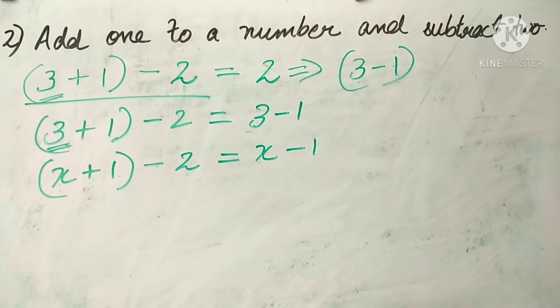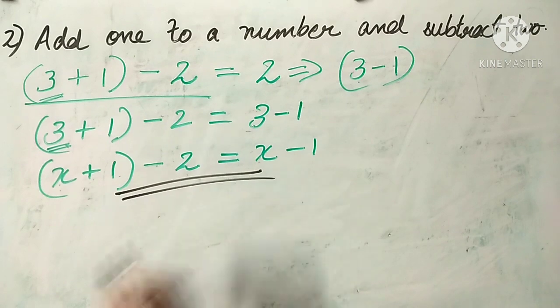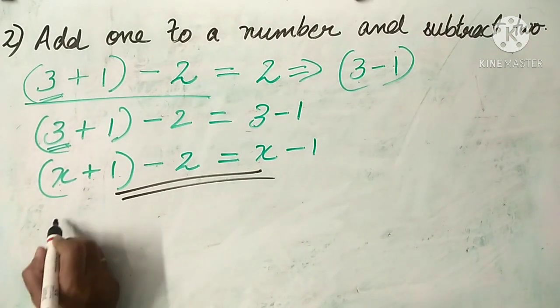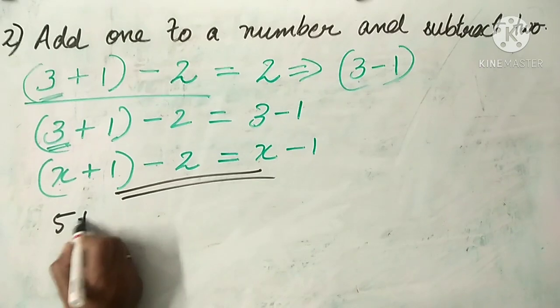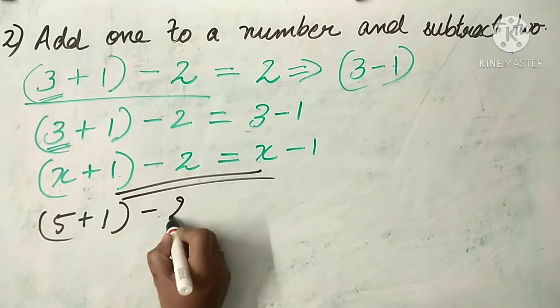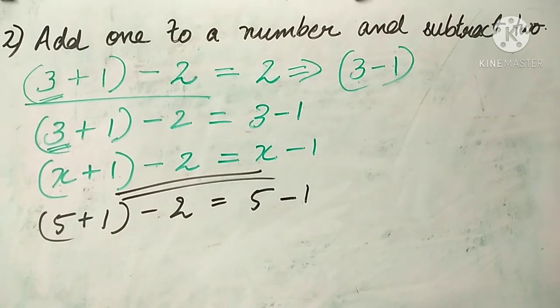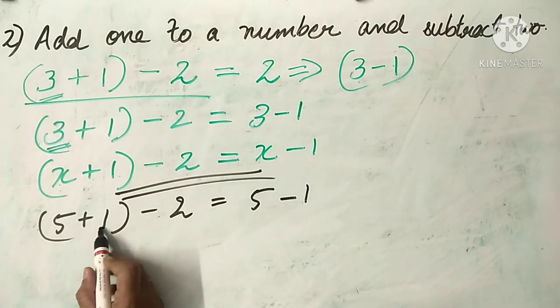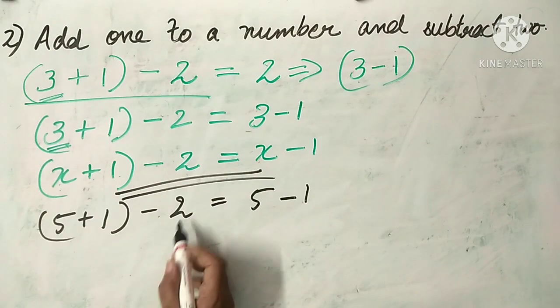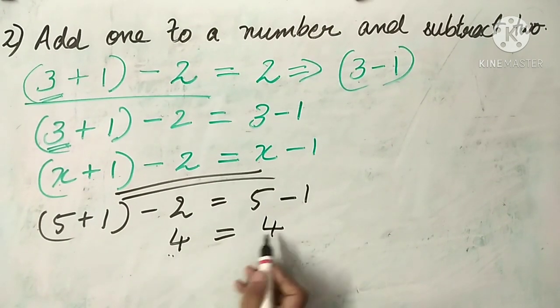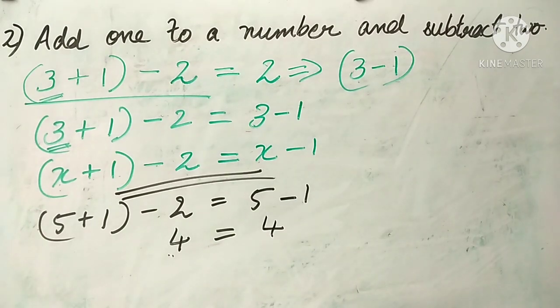See, this algebraic expression is the same for all numbers x. Okay, if we take 5 instead of 3, we take 5 as x. So it becomes 5 plus 1 minus 2 is equal to 5 minus 1. Isn't it? 5 plus 1 is 6. 6 minus 2 is 4. Here 5 minus 1 is 4. Left hand side and right hand side are the same.